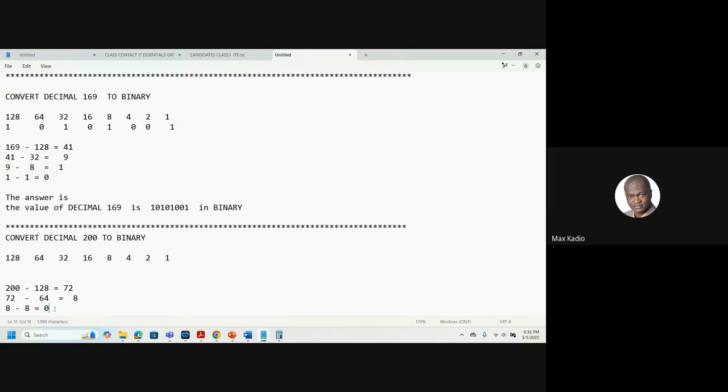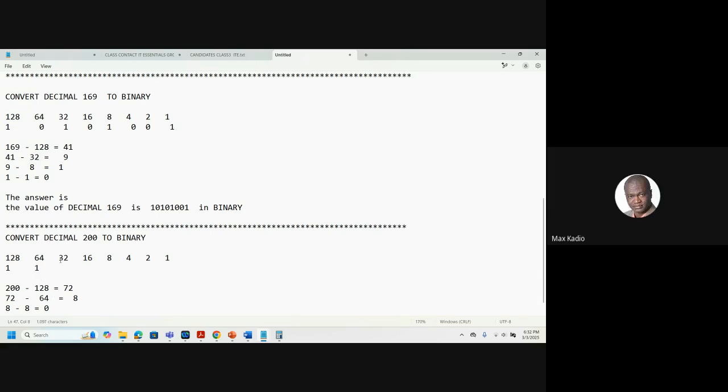Now, what do you do next, Charlton? I think we can now add the ones and the zero. You see, I took 128, so I put 1 under 128. I took 64, I put 1 under 64. Then we go double zero.